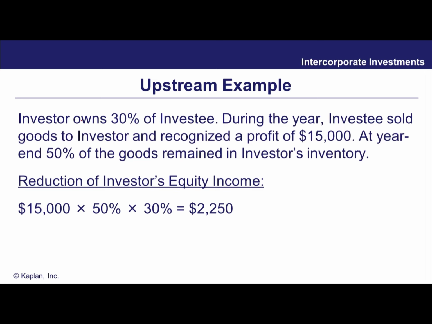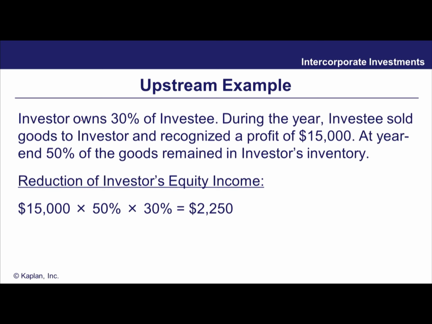So let's start with an upstream transaction. Our investor owns 30% of the investee. So the investor is the parent, the investee is the associate. During the year, the investee sold goods to the investor and recognized a profit of $15,000. At year end, 50% of the goods remained in the investor's inventory. So 50% of the profit has been confirmed by external third-party sales on an arm's length basis, but 50% of the profit hasn't been confirmed.